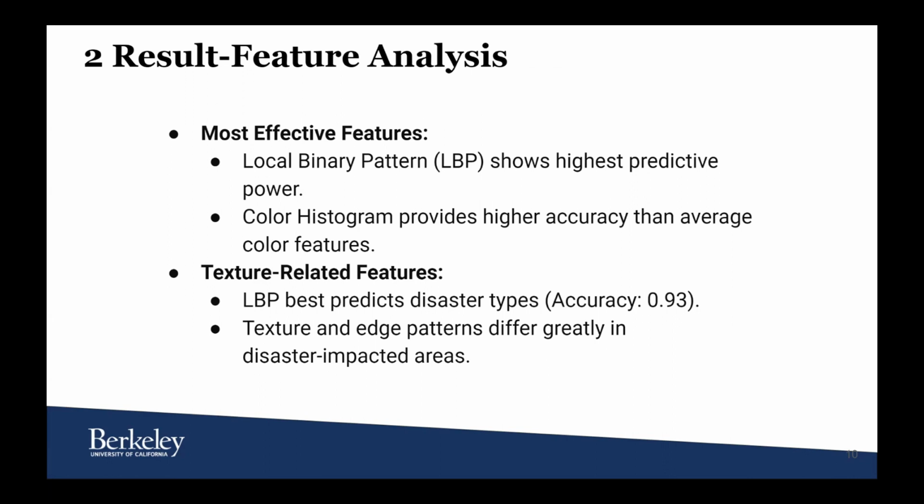Color features showed significant variation in effectiveness. Color histogram features provided detailed information about color distribution and variance, proving more useful than average color features, which only offered a general view of color composition.